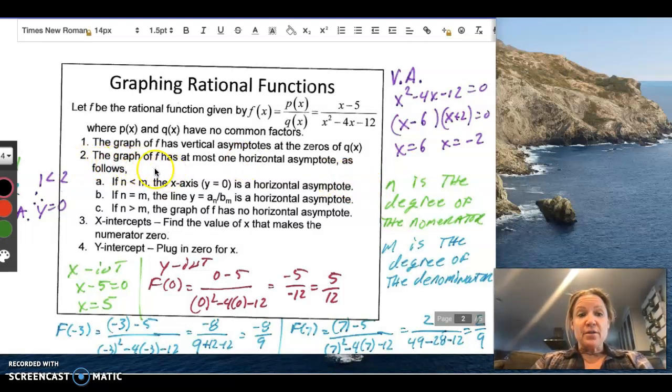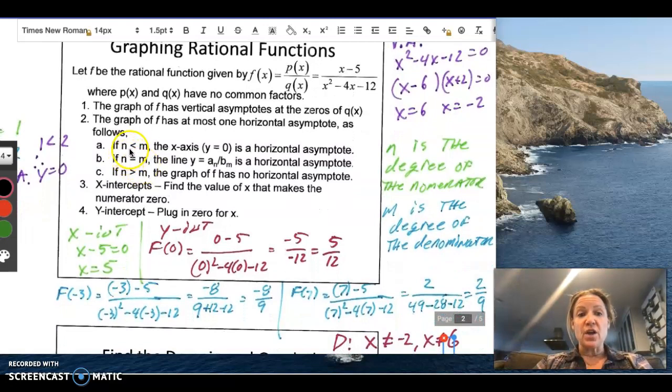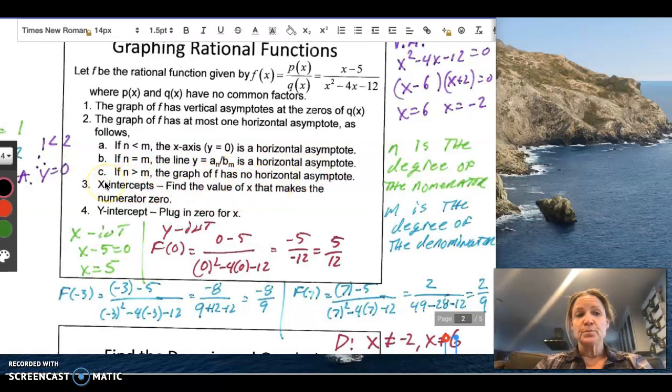Number 2, the graph of the function has at most one horizontal asymptote as follows. Horizontal is this way, vertical is this way. There are 3 different scenarios. If n is less than m, the x-axis, which is y equals 0, is the horizontal asymptote. If n and m are equal, then a divided by b, and we'll talk about that in a minute, is going to be your horizontal asymptote. And if n is greater than m, the graph of the function has no horizontal asymptote.